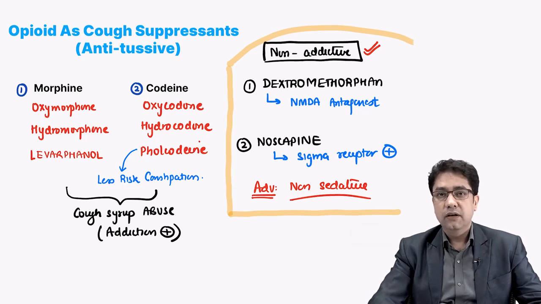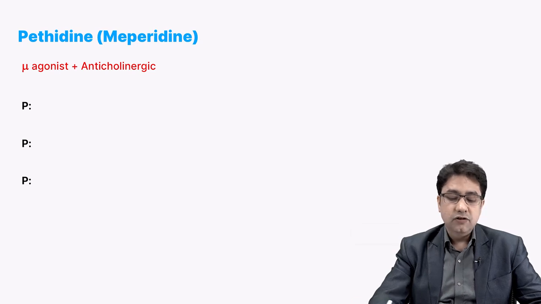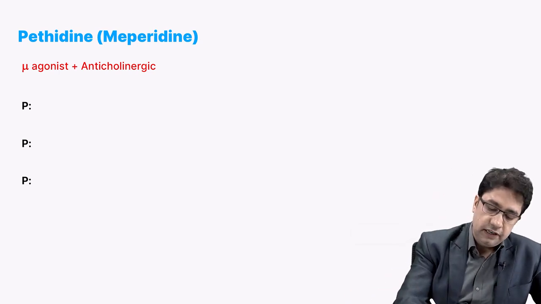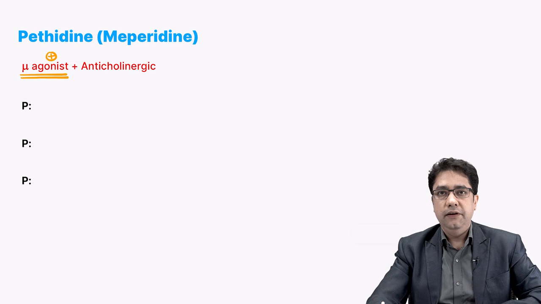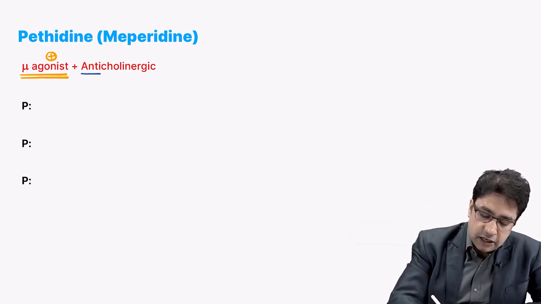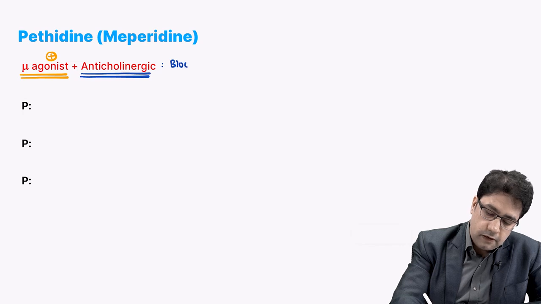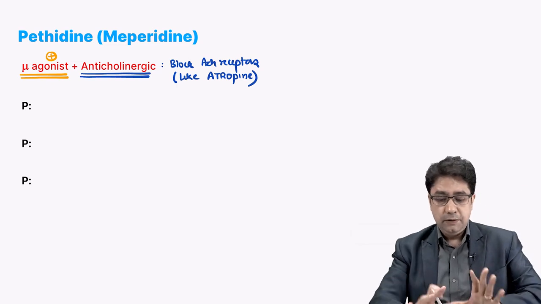While opioids are sedative and addictive, dextromethorphan and noscapine antitussives are non-addictive, non-sedative. Now let's talk about the next opioid, a synthetic derivative, pethidine. Pethidine is also known as meperidine. Why it is known as meperidine, we will discuss. Pethidine stimulates the mu opioid receptor, but it has an additional anticholinergic effect. It means it blocks acetylcholine receptors, just like atropine. We will see the importance.